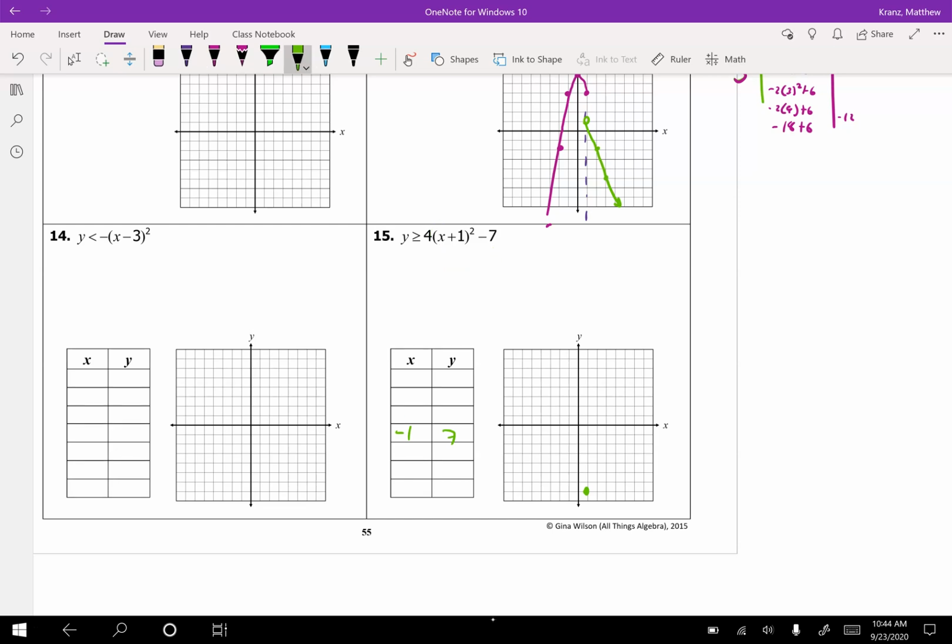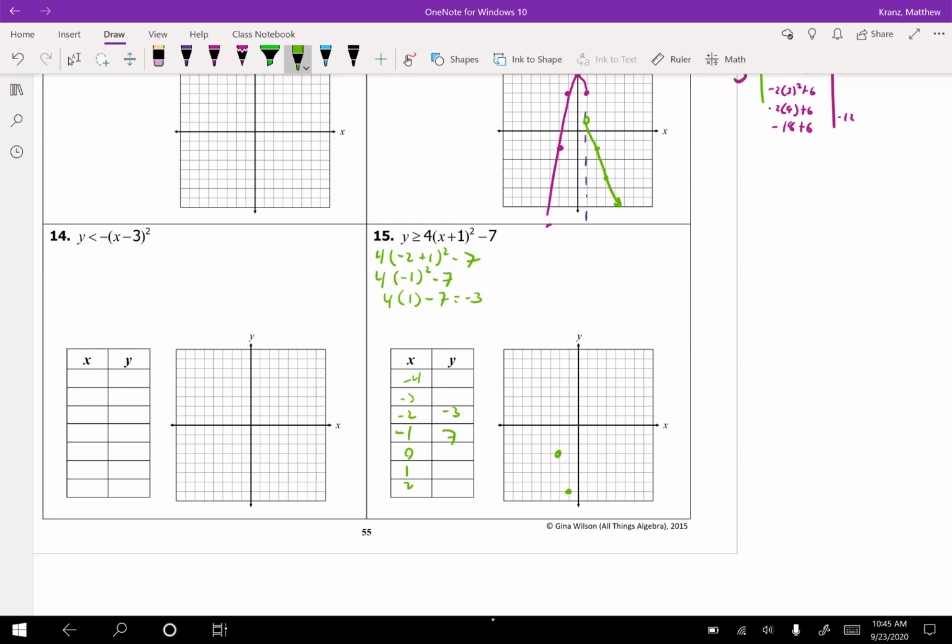All right, so now I'm going to have -2, -3, -4, 0, 1, and 2. So if I use my -2: 4 times -2 plus 1, all squared, minus 7. 4 times -1 squared minus 7. So 4 times 1 minus 7. 4 times 1 is 4, minus 7 gives me -3. So that's a -3. I put that on the wrong side. So I have (-2, -3), which is right there.